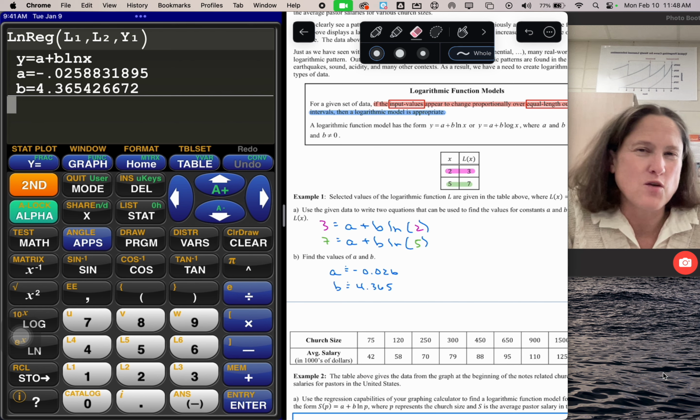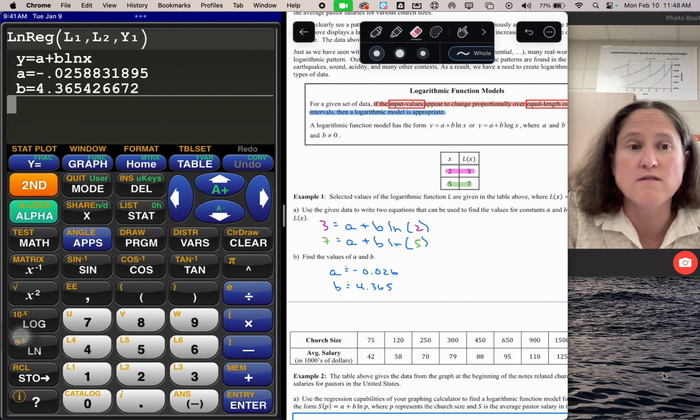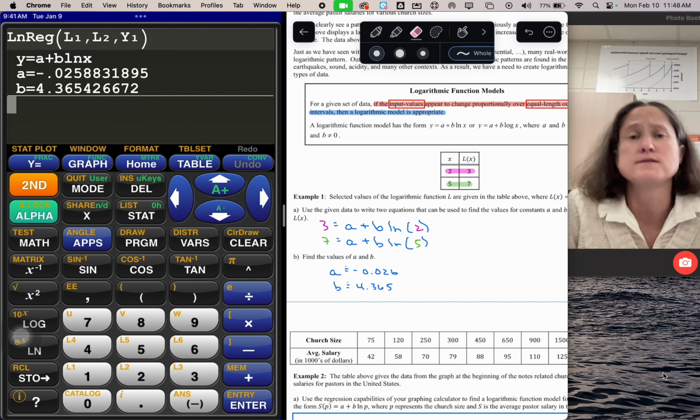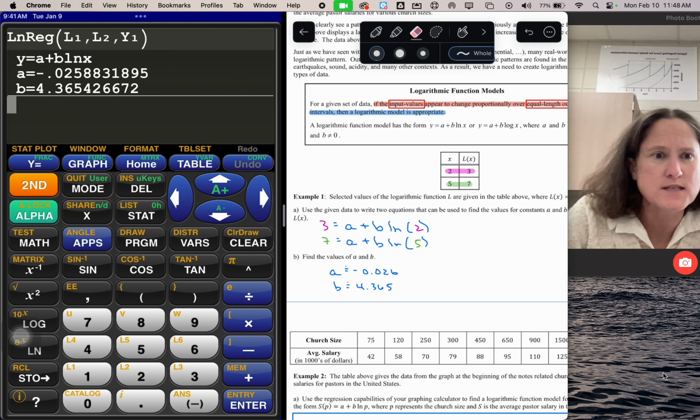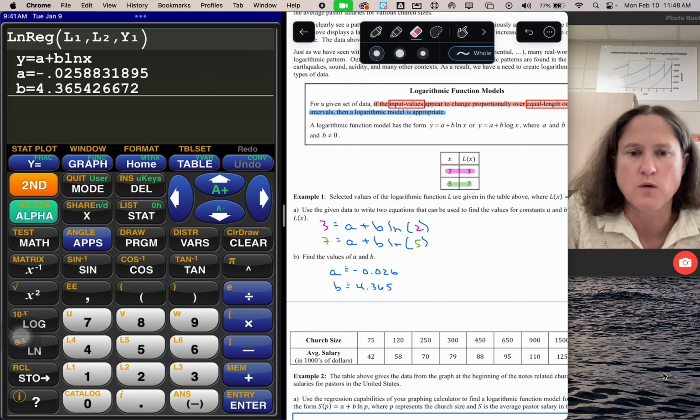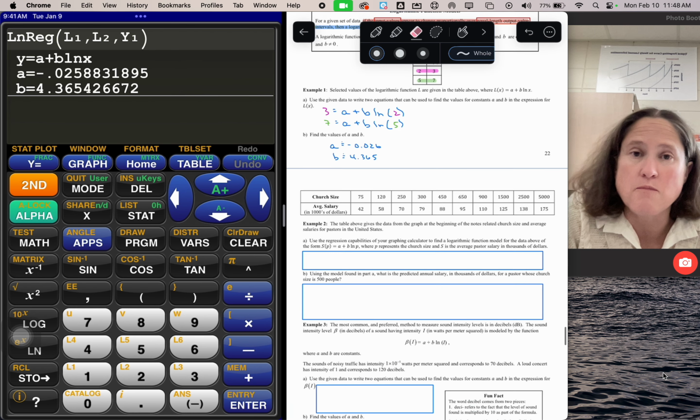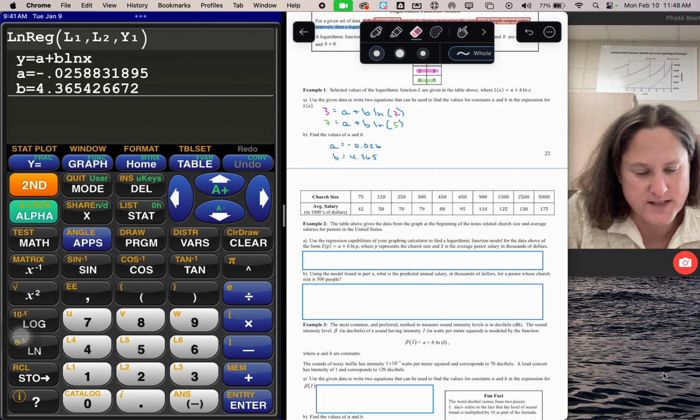So now that we have that equation stored in our calculator, we would be able to answer any questions. What would be the value of L of X if X is 10? Or what will X be when L of X is 50? Things like that, okay?